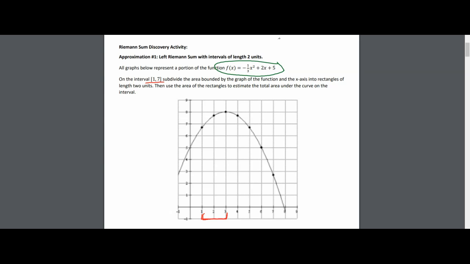Now, because this is a left Riemann sum, we are only going to go as high as the function does for my left endpoint. In this case, that's at x equals 1. And that's going to tell me what the height of my rectangle should be. Okay. For my next rectangle, the one in blue, I'm going from 3 to 5.